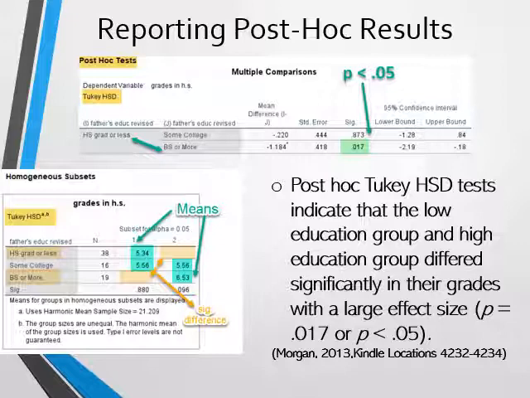Therefore, when writing your results, you'll first identify the test that you use. So post hoc Tukey test indicates that the low education group and high education group differed significantly in their grades with a large effect size. Space, open parentheses, p italicized equals 0.017, or you could also simply state that the p-value is less than 0.05.